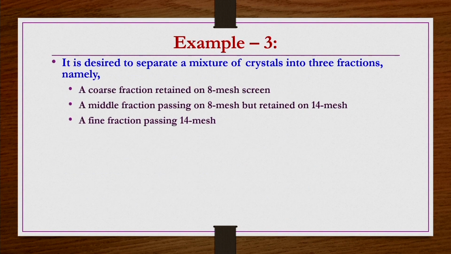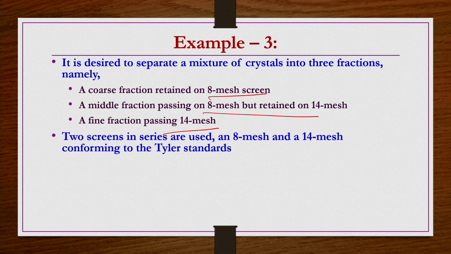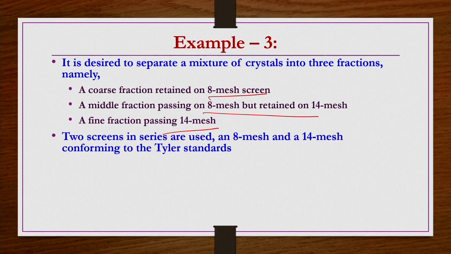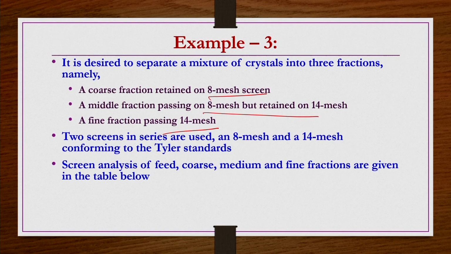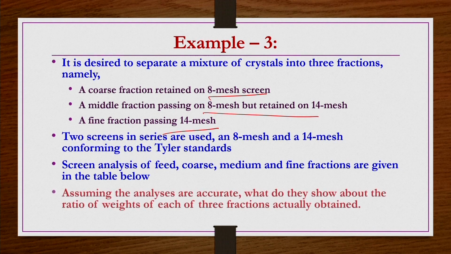Last example, it is desired to separate a mixture of crystals into three fractions. Let us have a coarse fraction retained on 8 mesh screen and then fine fraction passing through 14 mesh. Whatever the middle fraction is there, that is passed through 8 mesh but retained on 14 mesh. Two screens in series are used, 8 mesh and 14 mesh conforming to the Taylor standards, that is whatever the mesh opening for 8 mesh is there from the Taylor series, that should be taken as the DPI. Similarly, for 14 mesh, whatever the Taylor screen opening is there, that should be taken as the DPI for the 14 mesh. Screen analysis of feed, coarse, medium and fine fractions are given in the table below.